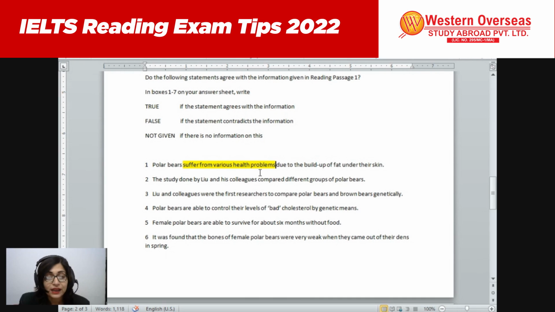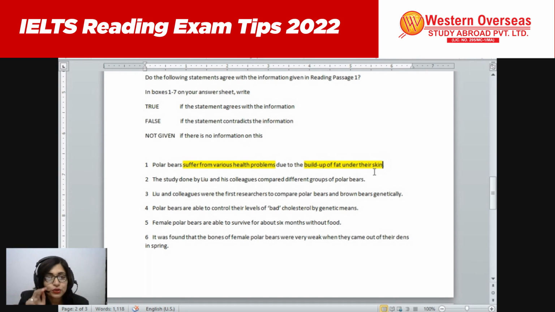So they suffer from various health problems. Now why? Why do they suffer? A complex sentence, a reason is given. What is the reason? Due to build up fat under their skin. So this is the reason. That's why they suffer from various health problems. These are my keywords. This is my question: they are suffering from various health problems. Why? Because of their fat.